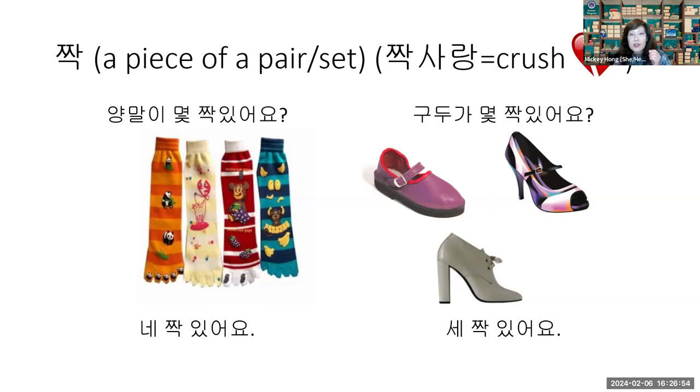So we have this expression 짝사랑. It means a crush. Because for love to be consummated, you need a pair. But 짝, see, you only have a piece, not a 켤레. That's why 짝사랑 is an expression for just one person in love, not a pair. That's why 짝사랑 is a crush in Korean.